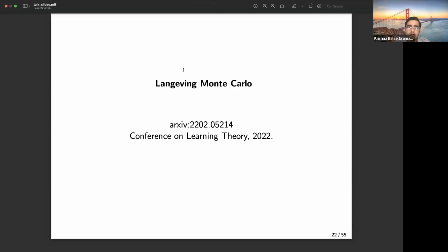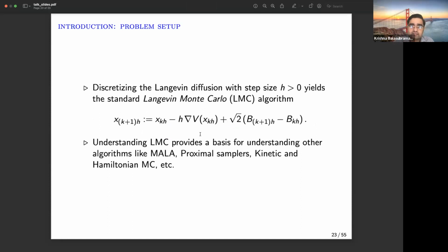Let's see exactly how many iterations you need for this Langevin Monte Carlo algorithm to converge to a first order stationary solution. This section of the talk is based on a paper on arXiv, which appeared at COLT 2022. This is the Langevin Monte Carlo rewritten in a more interpretable form. You think of h as a step size parameter, and you're going from iteration k to iteration k plus 1 through this update step.